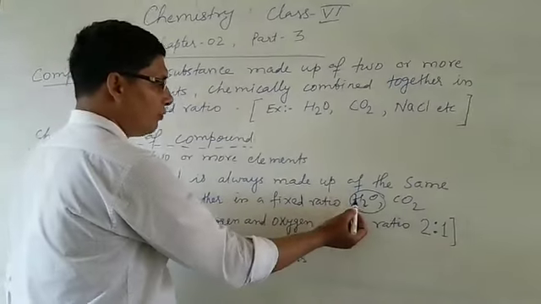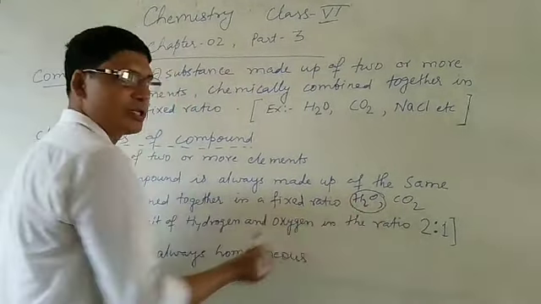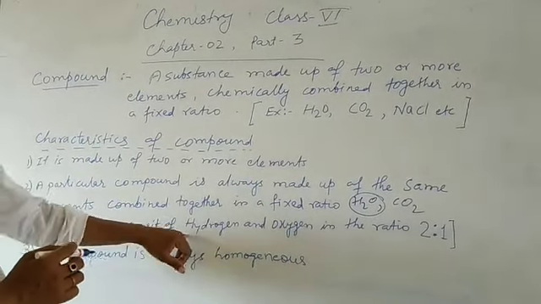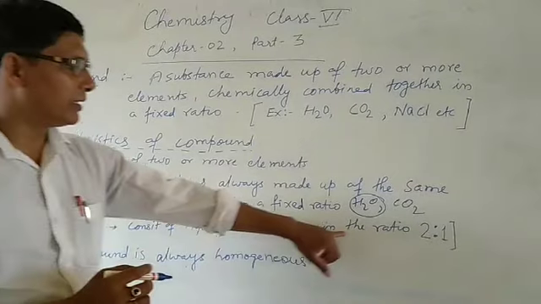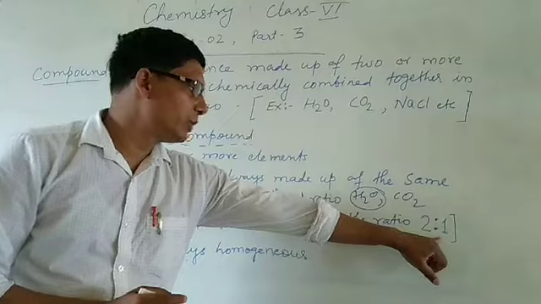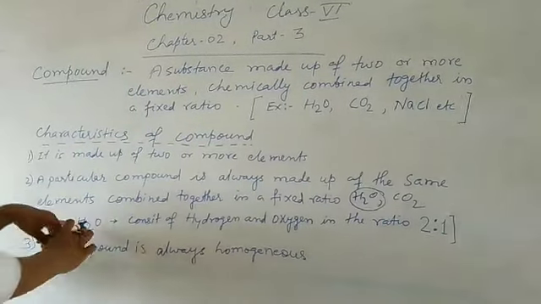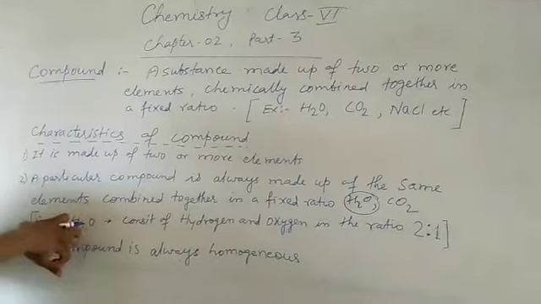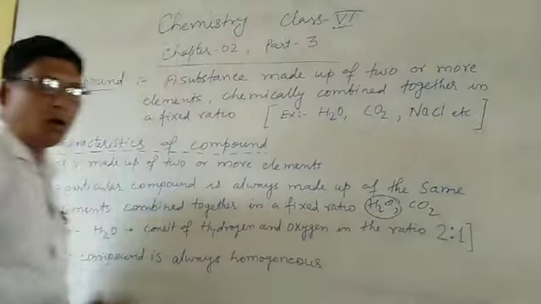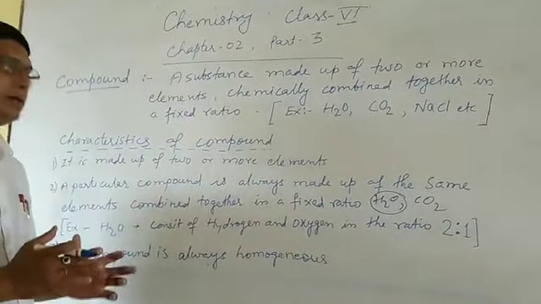In water, the two elements have joined and its ratio is always fixed. For example, H2O, water consists of hydrogen and oxygen in the ratio 2:1. What is the ratio here? 2:1. The formula of water is H2O. The H2 means two atoms of hydrogen and one oxygen. The ratio is 2:1. So always two hydrogen and one oxygen atoms will make water.